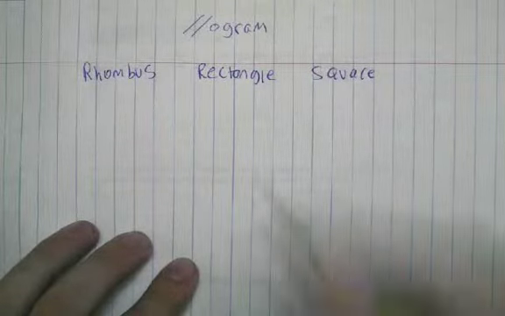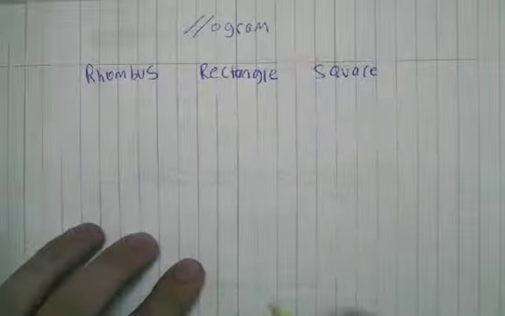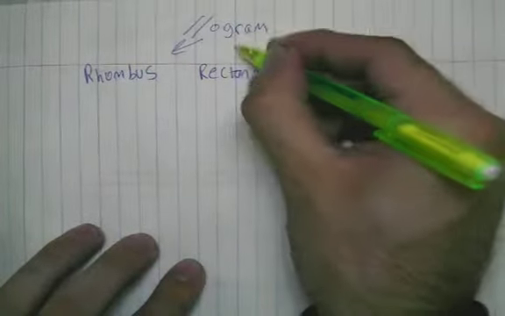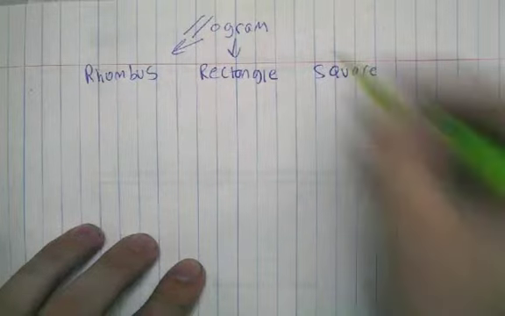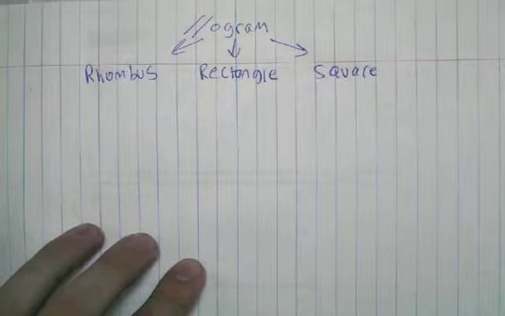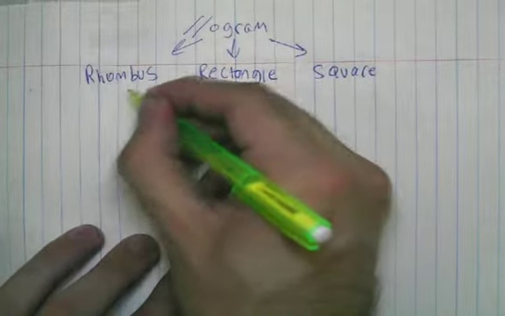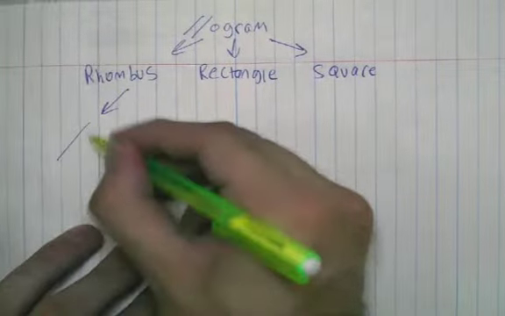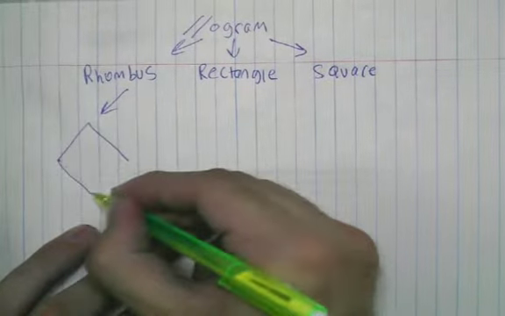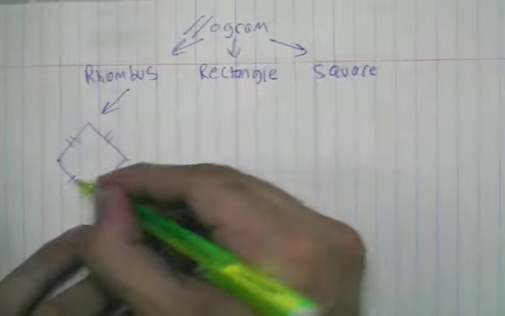Okay, quickly, what do we learn in this section, which is section 8.4, which is talking about rhombuses, rectangles, and squares? A rhombus is a parallelogram, a rectangle is a parallelogram, and a square is a parallelogram, so it has all properties. Now, a rhombus is going to have all sides congruent.